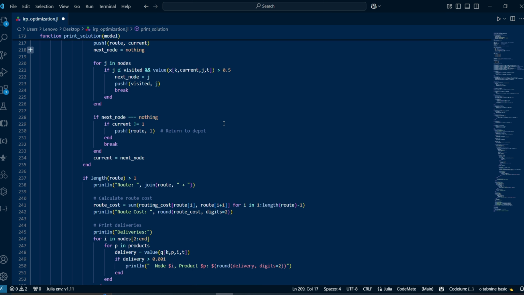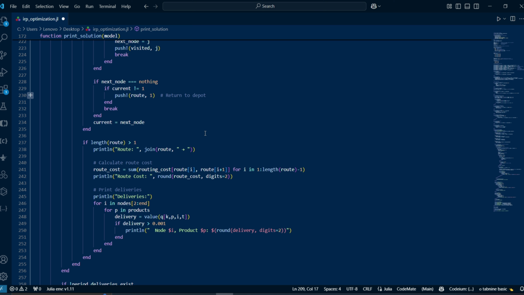We dive into details of deliveries made by this vehicle during the given time period. For each customer node and product, the delivered quantity is derived from the Q decision variable. Any non-zero deliveries are printed, providing a comprehensive view of the vehicle's logistical activities. If no deliveries are made in the period, the flag period deliveries exist ensures that this information is explicitly conveyed.